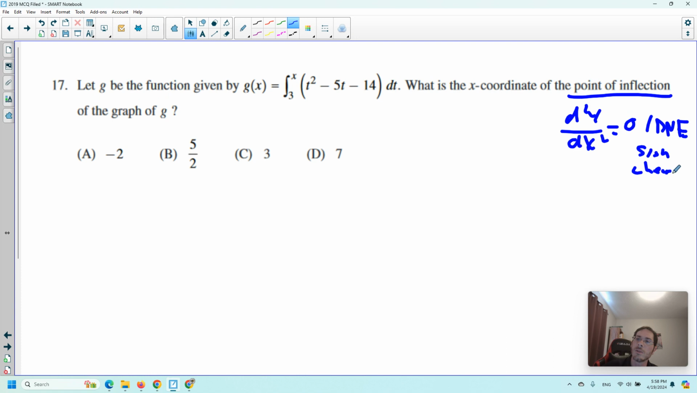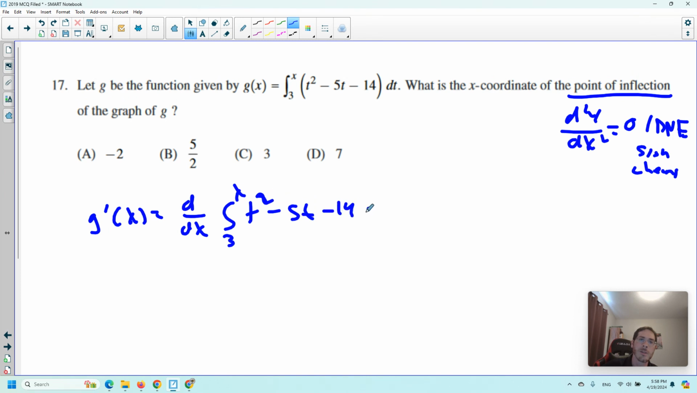So let's see what we got. So we got to do the first derivative. So g prime of x is the derivative of the integral from 3 to x of t squared minus 5t minus 14 dt. Easiest integral we're probably going to do because we're just going to cancel those out. And x is just an x, so we don't need to do the chain rule. There's no extra thing to multiply by. We just replace all those t's with x's.